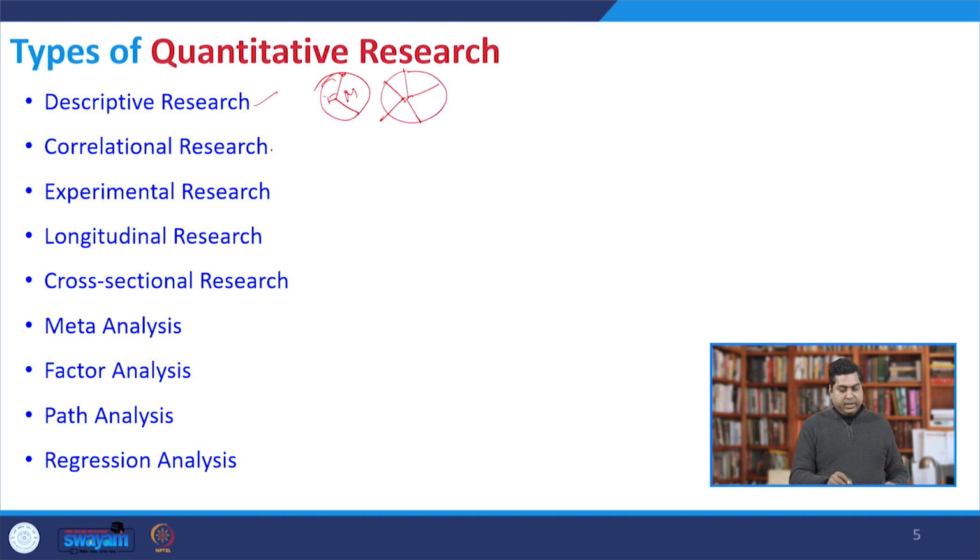Now coming to the next one, correlational research. If we have say five or six variables and we try to establish the interrelationship among them, then you can go for correlational research as a quantitative research approach. The other one that you can go for is experiment.